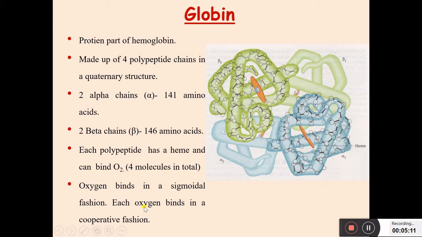But before that, you understand that each oxygen binding is in a cooperative fashion. What does cooperative mean? Cooperative means that once one oxygen atom binds to the heme group, binding of other oxygen groups to other heme groups is facilitated. This is known as cooperative fashion binding, and it is also known as allosteric effect.